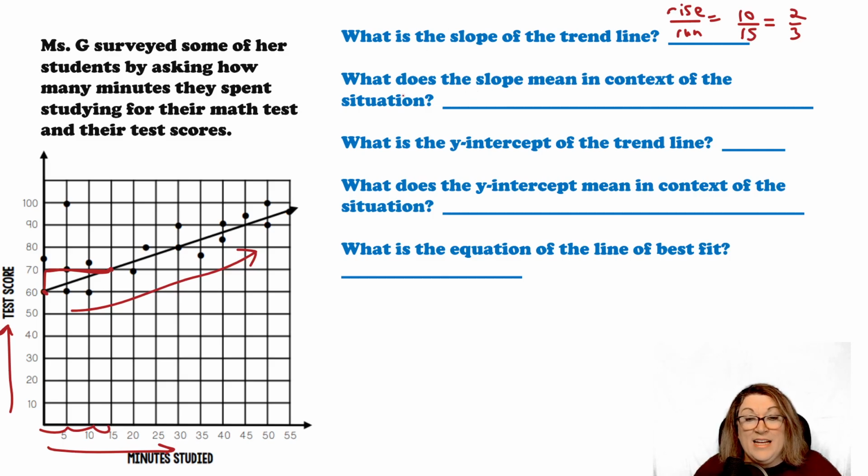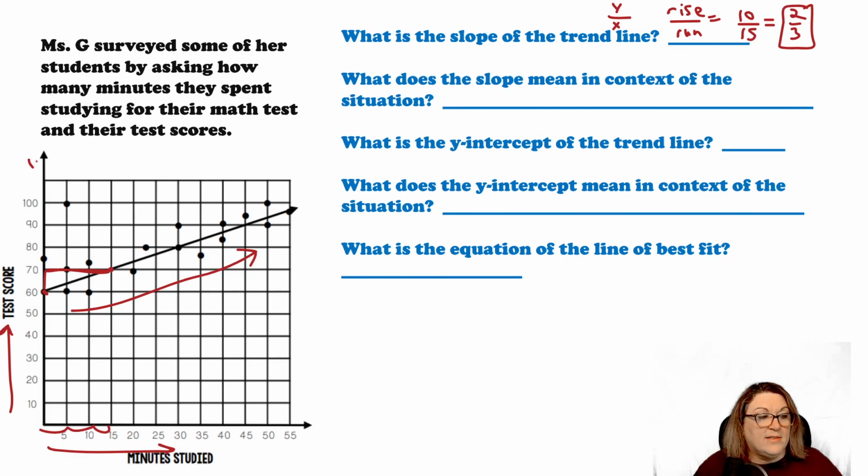What does the slope mean in context of the situation? Now, this is where it gets tricky because you have to think about what this number means in real life, in real world terms. Well, if you look at the slope formula, you can see this easily. The slope is always the change in your y over the change in your x, okay? And the slope formula shows the y's on the top and the x's on the bottom, right? So what is our y in real life? Well, that is this axis.